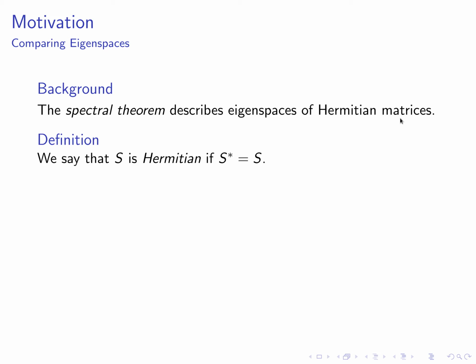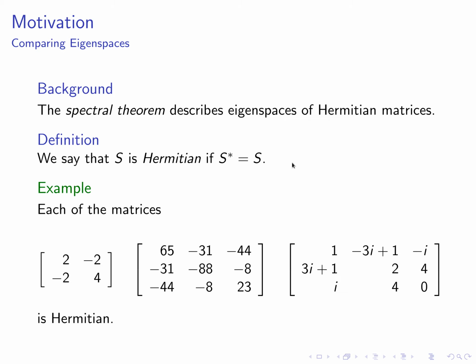Now, let's remind ourselves what Hermitian means. We say that a matrix S is Hermitian if its conjugate transpose is equal to itself. So, for example, each one of these three matrices is a Hermitian matrix. Our first matrix here is a 2 by 2 matrix. And notice that this matrix has all real entries, and it is symmetric. So this is an example of a real symmetric matrix, and real symmetric matrices are always Hermitian.